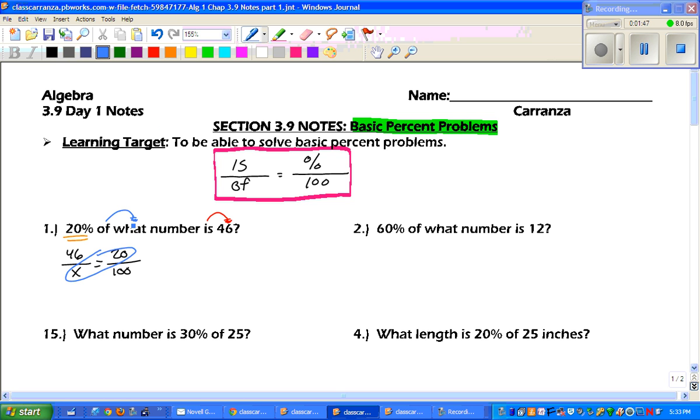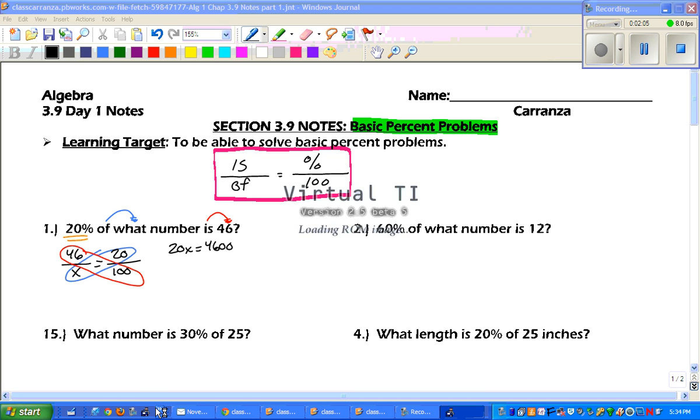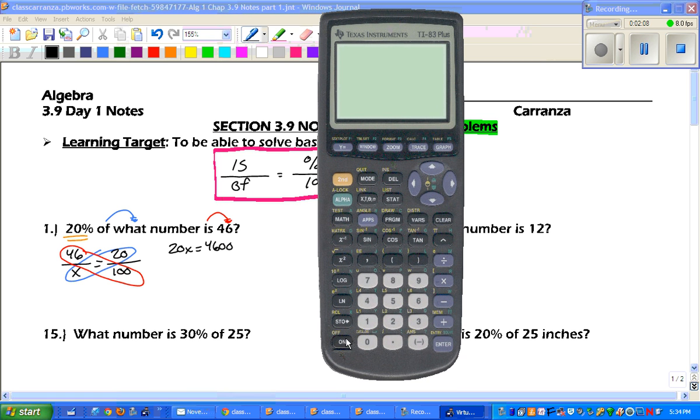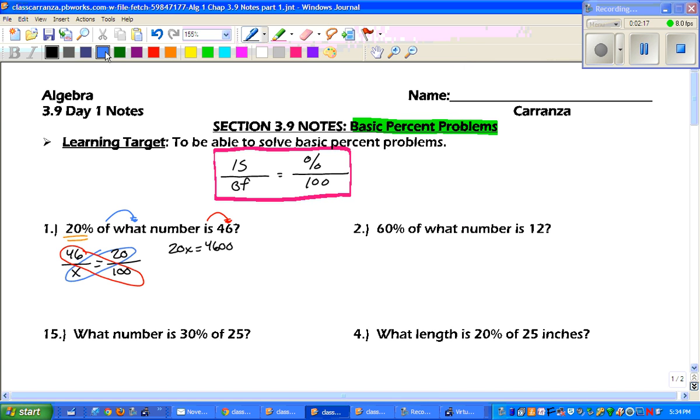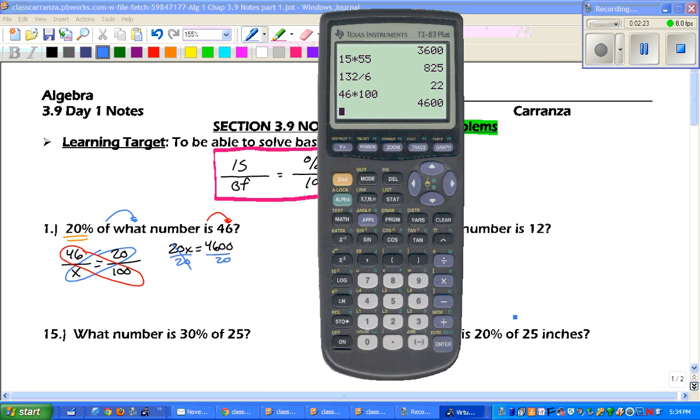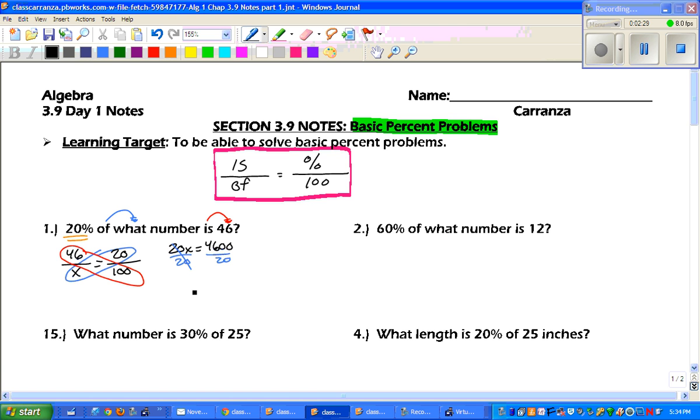From this point on, you're going to set up cross multiplication. 20 times x is 20x. 46 times 100 is 4,600, and let's double check my math real fast. Forty-six times 100. Perfect. And then to get the x by itself, we divide by 20. And we get x equals 230.